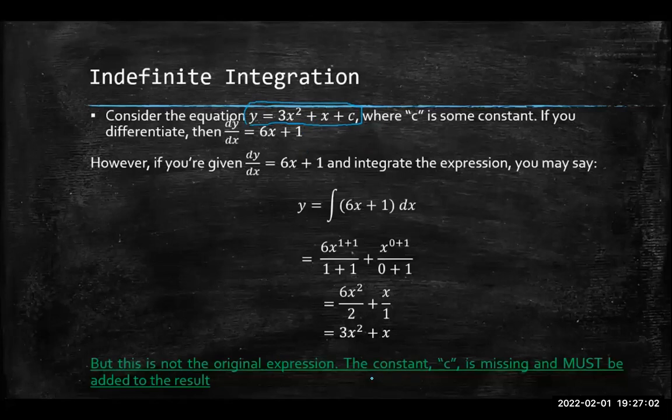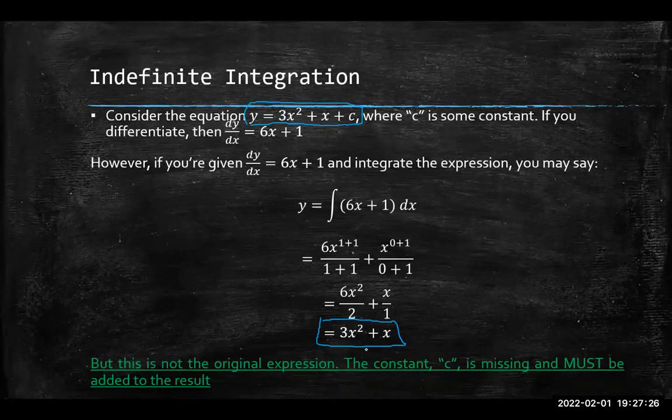But if you look at this equation here, and you look at this equation here, can anybody tell me what's missing? The C. That's a problem, because we're supposed to get back this exact equation. The original expression is y is equal to 3x squared plus x plus c. This is only giving me y is equal to 3x squared plus x. The constant c is missing and must be added to the result. It must be added because we must get back this equation, okay?